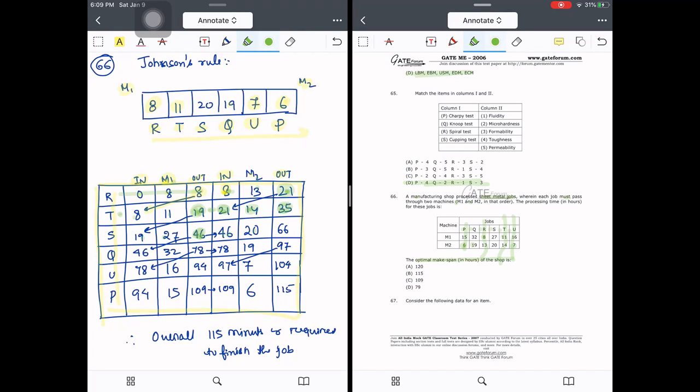so we have to find the optimal makespan of the shop. The optimal makespan is the time when all the jobs are finished; only then can we say we have completed the entire process. So this is our final operation, and this entire operation is completed in 115 hours. I hope you understood this sequence.